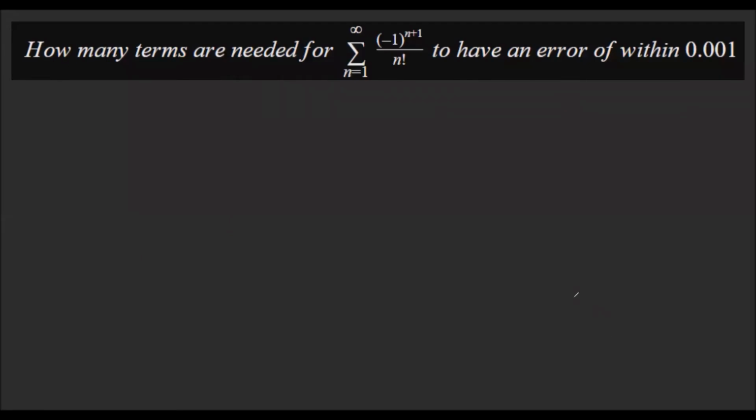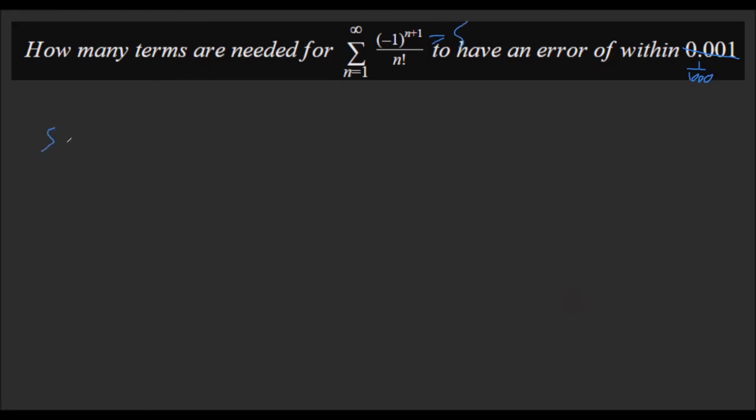Okay, so this is practice problem 2. We're told to find the amount of terms needed for the infinite series of n equals 1 to infinity of negative 1 to the power of n plus 1 over n factorial to have an error of within 0.001. Let's rewrite that to 1 over 1,000. It'll just be easier. And let's equate this infinite series to s.